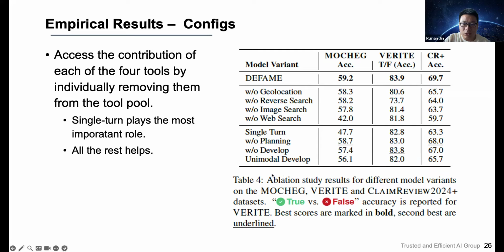And finally, they tried the unimodal develop stage. They wonder if the textual reasoning is sufficient here. In this part, the unimodal variant can retrieve evidence images, but cannot pass them onto the future stages. And we can see the performance also drops a bit, but not dominant. So the takeaway is that the single term plays the important role and all of the rest helps.